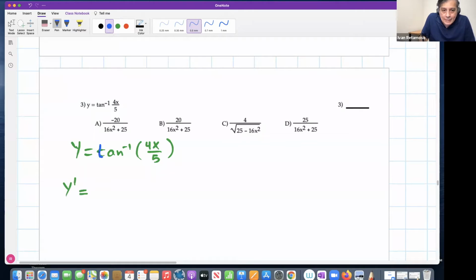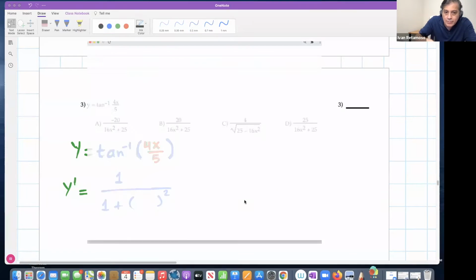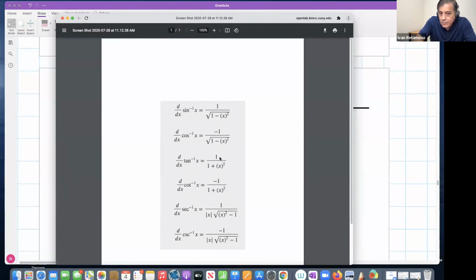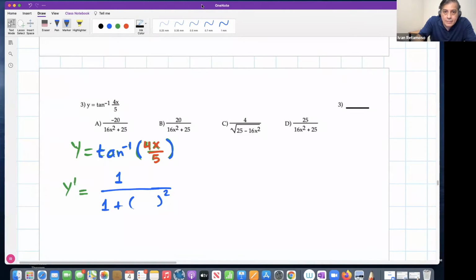Well, take tangent inverse as your outside function and 4x over 5 as your inside function, right? Now start with the derivative of the outside function. The derivative of the tangent inverse is 1 over, remember, 1 plus something squared. I don't remember the formula, so it's here: the derivative of tangent inverse is 1 over 1 plus x squared. Excellent. Someone wrote something on the chat.